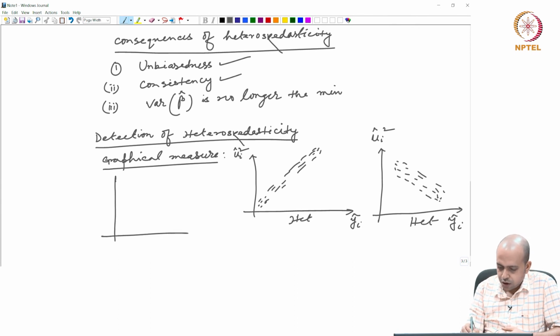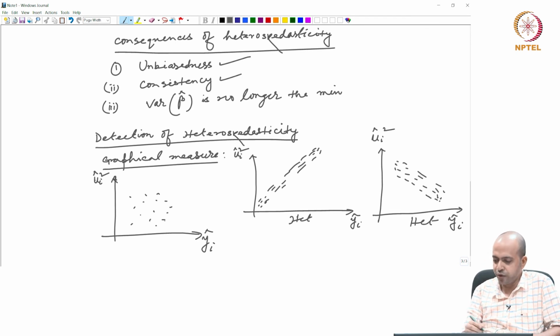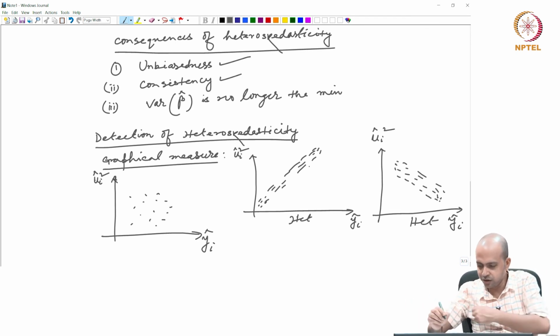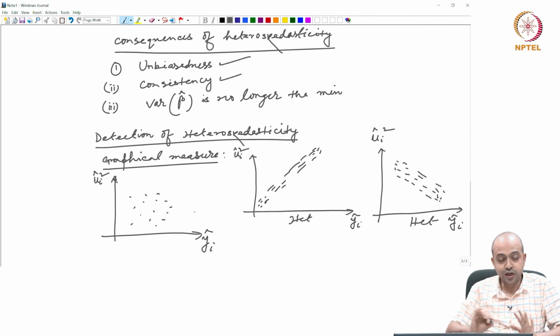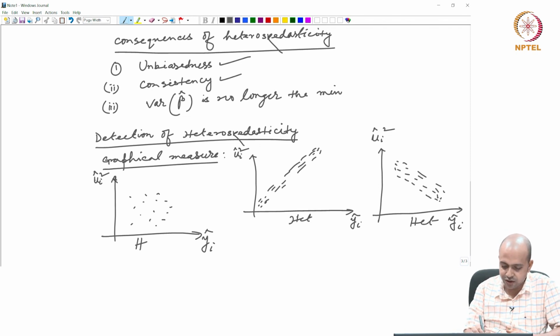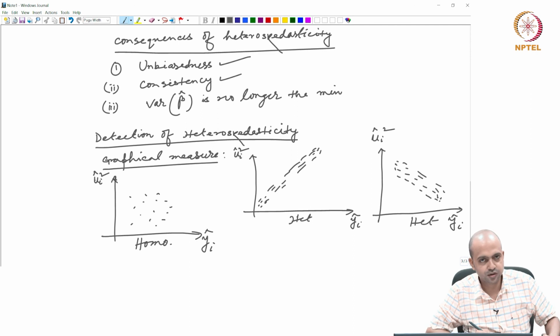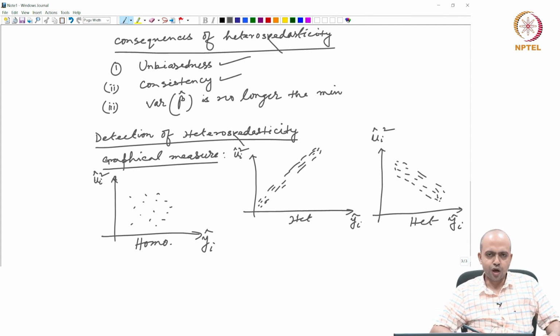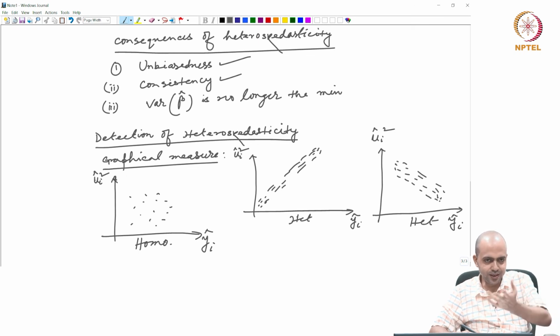but if you plot your ui hat square like this, then you see this type. So, no pattern, this is an upward sloping pattern, but here there is no clear cut pattern that we can observe between ui hat and yi hat, then we say that this is homoscedasticity. Okay? Homoscedasticity.